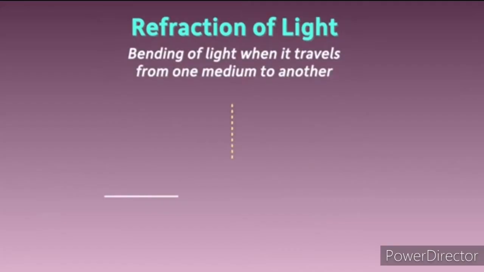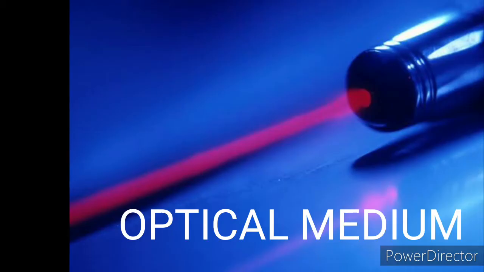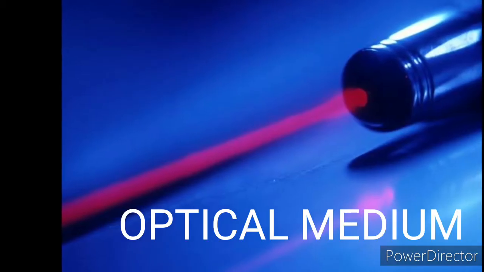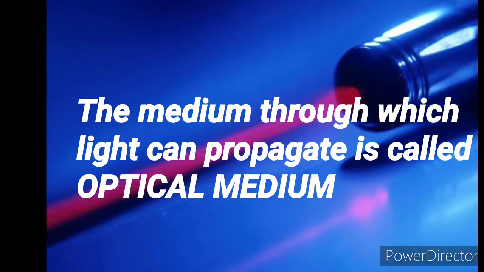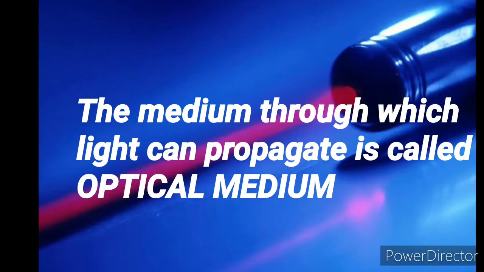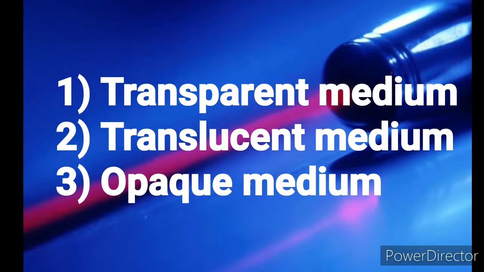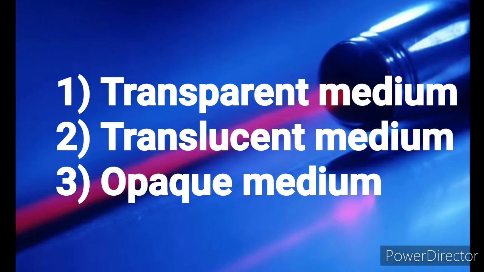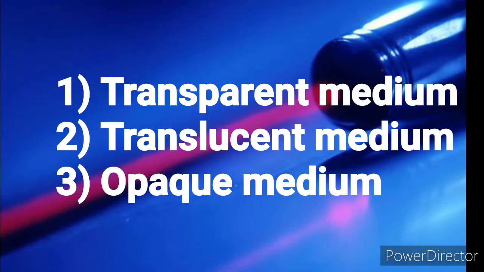Next, in the process of refraction, the light ray bends at an interface of two mediums, except when it is incident normally. Next, optical medium. The medium through which light can propagate is called optical medium. Types of optical medium are transparent medium, translucent medium, and opaque medium.